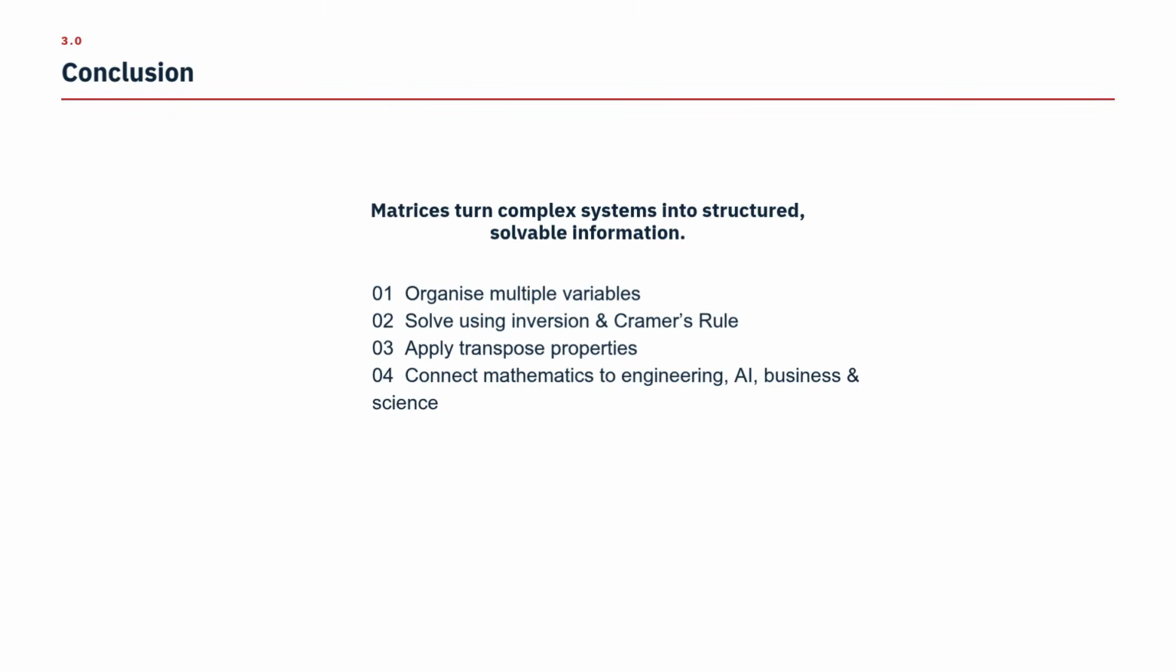Finally, we have reached the conclusion. From this presentation, we can see that matrices are more than just numbers arranged in rows and columns. They help us turn complex problems into structured and solvable information. First, matrices allow us to organize multiple variables in a clear way. Second, we can use methods such as matrix inversion and Cramer's rule to solve equations and problems. Third, we learn how to apply transpose properties such as the matrix law we discussed earlier.